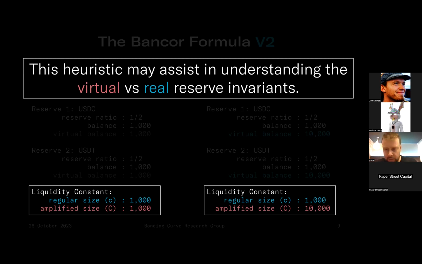And in the V2 case here, where we're applying an amplification coefficient of 10, the amplified size is 10,000. But this means that we can actually give both of these pools the lowercase c constant of 1,000. And this, I think, is going to make the contrast between virtual and real reserve invariance a little bit more precise, or at least it's going to be stated more explicitly. I think some of the things that I said in the last lecture will become more evident now through the lens of this treatment.